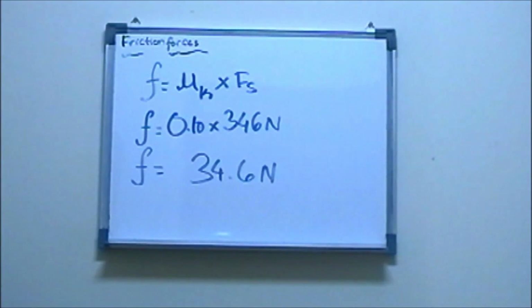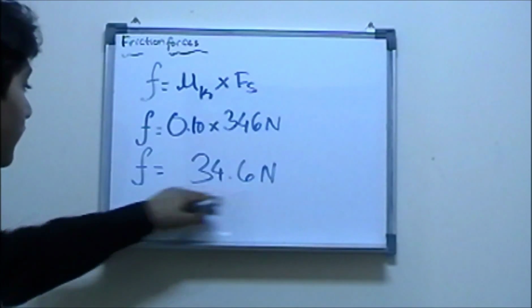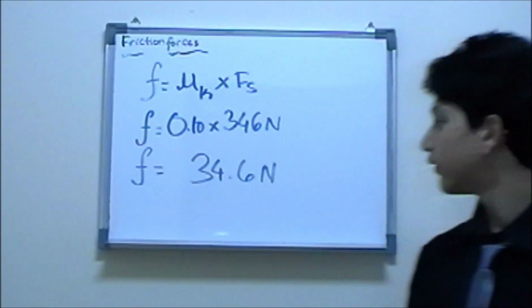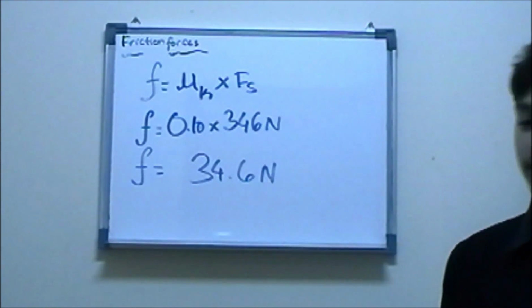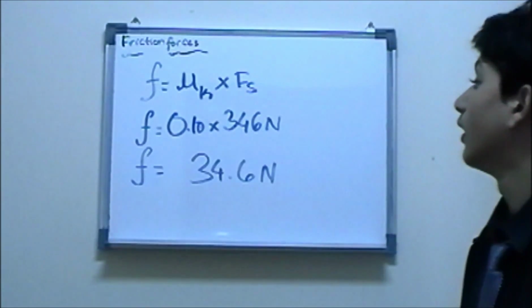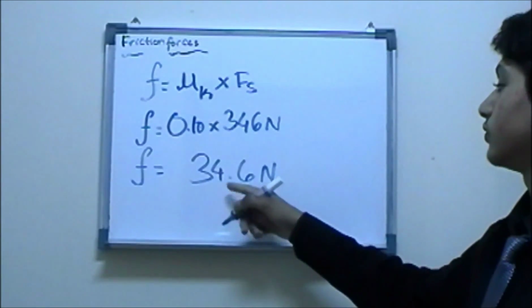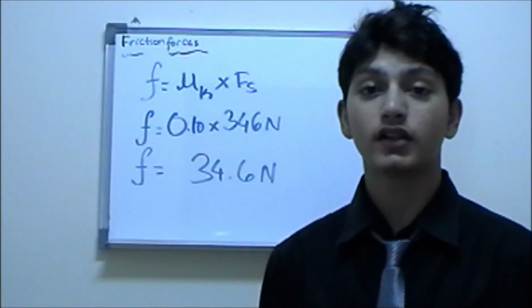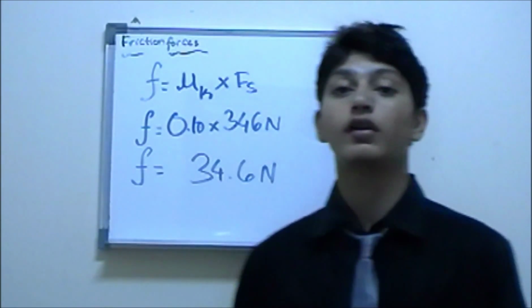So the friction on the snow which you have for playing the X Games, or the big event or competition, is 34.6 newtons. So friction is 34.6 newtons, which is acting on you.